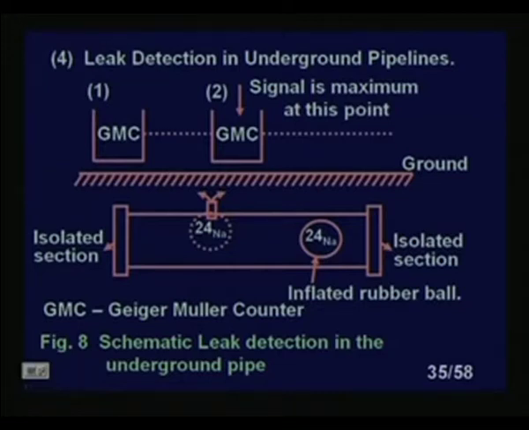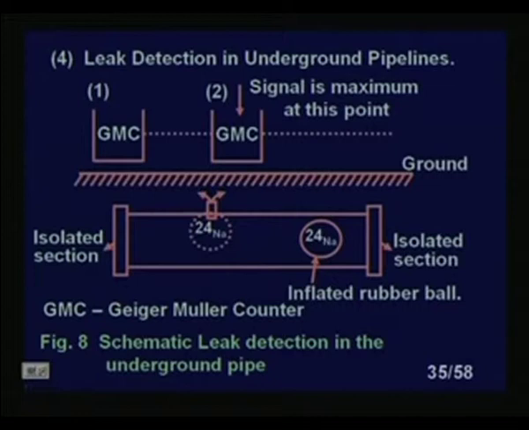I am taking a section of the pipe. There is a ground, and this pipe is obviously installed a few meters, might be 1 meter, might be half a meter, below the earth surface level of the road, or the footpath. Now, what is actually the principle? The principle looks like this. We are using two Geiger-Müller counters to detect the leak in the pipe. How? Let us look.